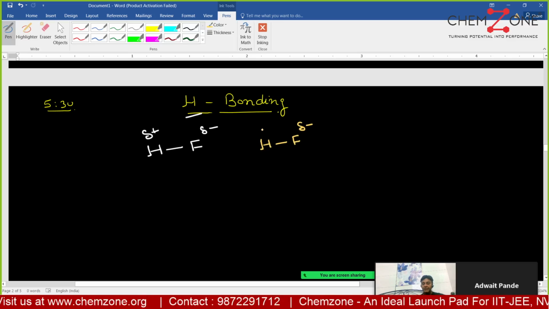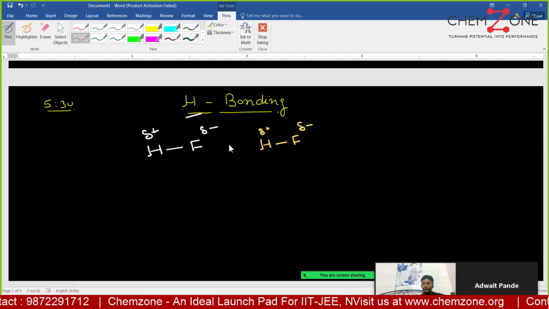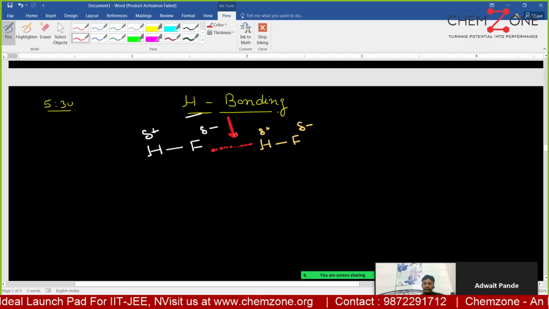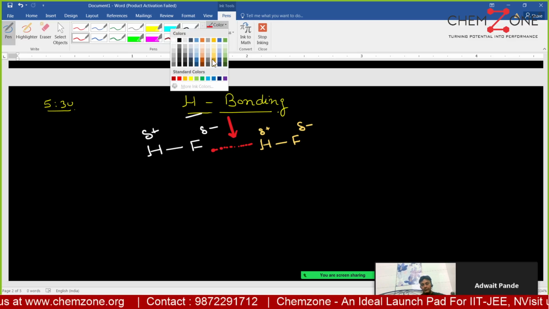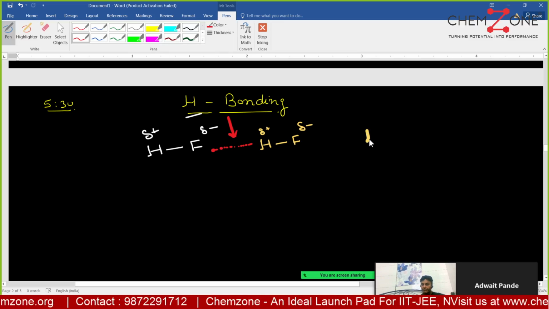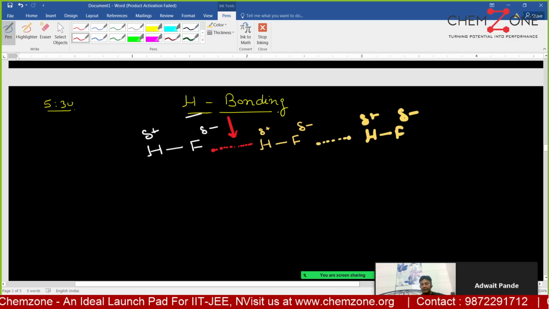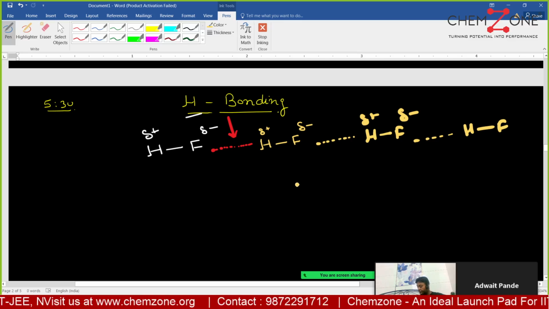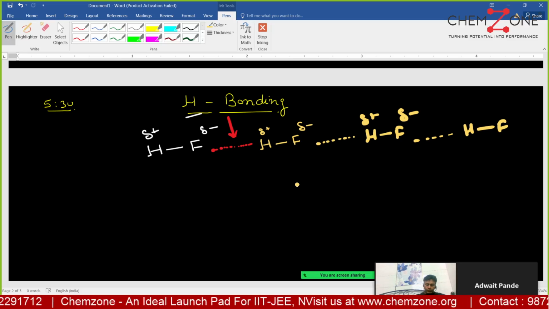Then I have again a partial negative and a partial positive charge. Between two molecules, the hydrogen atom of one molecule and the electronegative element of another molecule, this bond is called a hydrogen bond. This bond is called a hydrogen bond, right? It's a partial negative and a partial positive. This interaction is a bond. We call it a hydrogen bond. Note it down.